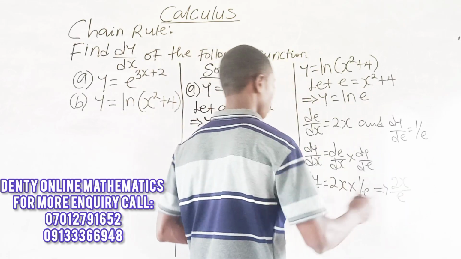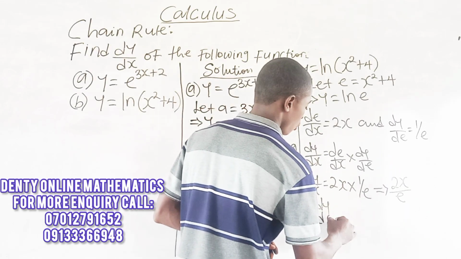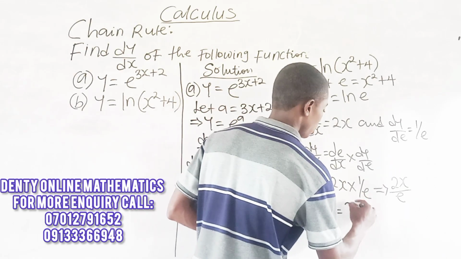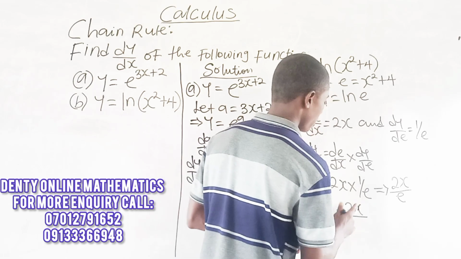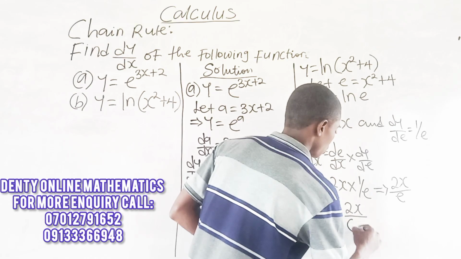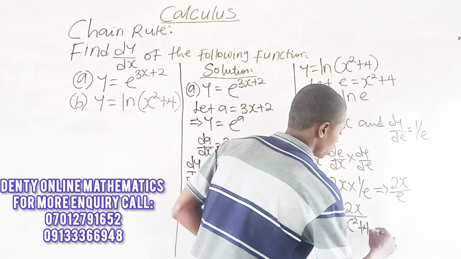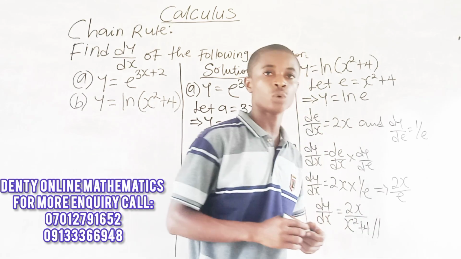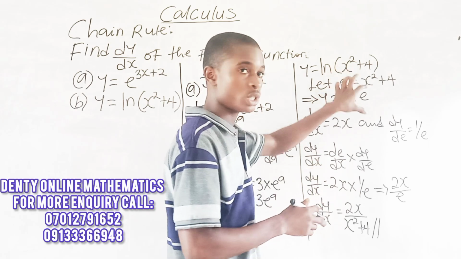Now remember we are not going to leave it like this. So dy/dx will be equal to 2x all over e. Remember e is equal to x squared plus 4. So dy/dx is 2x over x squared plus 4. And that's the final solution to this particular question also.